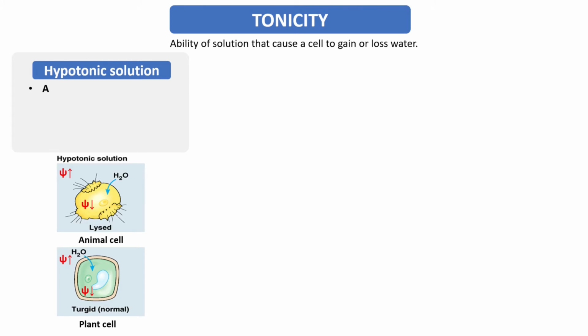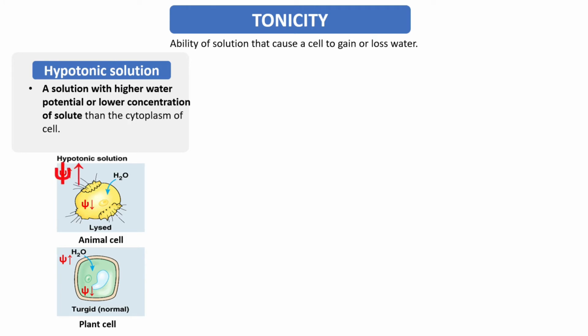The solution surrounding the cells will determine whether a cell gains or loses water. The ability of a solution to cause a cell to gain or lose water is known as tonicity. There are three types of tonicity, which are hypotonic, isotonic, and hypertonic. Hypotonic solution is a solution with higher water potential or lower concentration of solute than the cytoplasm of the cell.